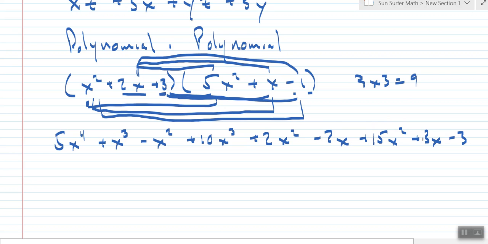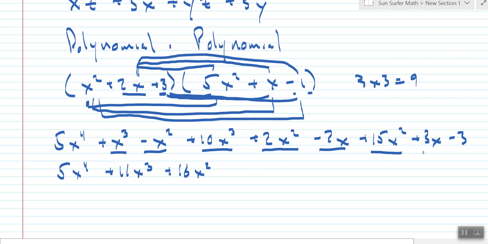Now we can add some of these similar terms together. 5x to the fourth, there are no similar terms. x cubed and 10x cubed is 11x cubed. And then minus x squared plus 2x squared is an x squared. x squared and 15x squared would be 16x squared. And then finally, a minus 2x and a 3x would be x, and then minus 3. And so we generally like to write polynomials in descending power of the variable: x to the fourth, x cubed, x squared, x, and minus 3.